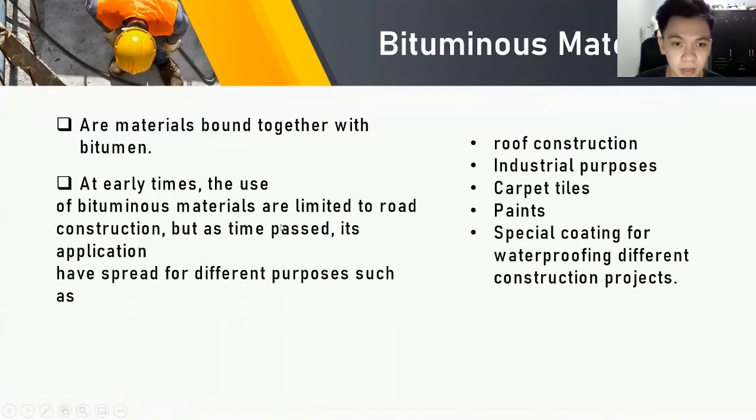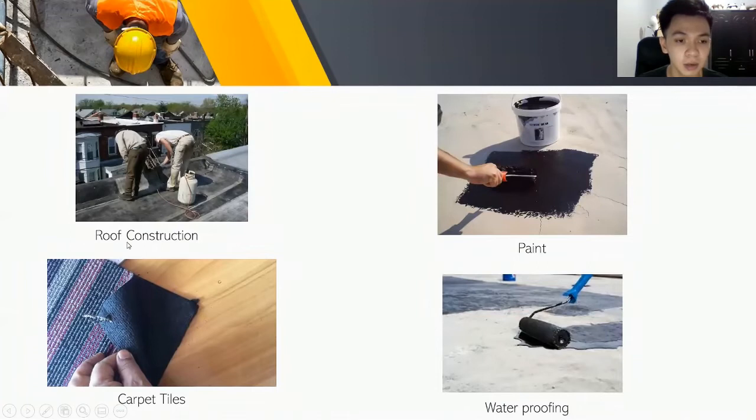Pero ngayon, as time passed, its applications have spread for different purposes such as roof construction. Yan, nagagamit na sa roof construction. Industrial purposes, carpet tiles, paints, special coating for waterproofing, different constructions and construction projects. Yan lang iba na pinapagamitan ng ating bituminous materials. Pero marami pa yan. Nagbigay lang ako ng 4: roof construction, paint, carpet tiles. Ito, hindi ko pa nakikita yan sa tunay na buhay. Carpet tiles. Tsaka waterproofing. Okay?